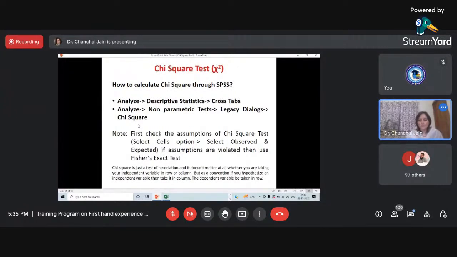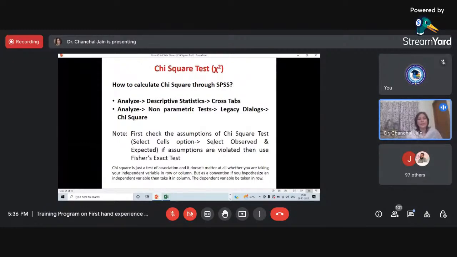So if the assumption of the chi-square test is violated, that means if in more than 20% of the cells the expected count is less than 5, then this particular rule or assumption is violated by the data.